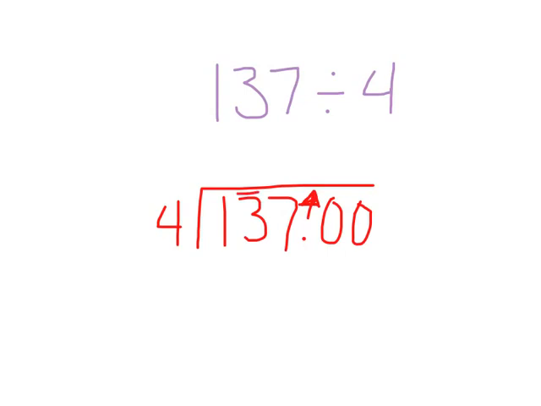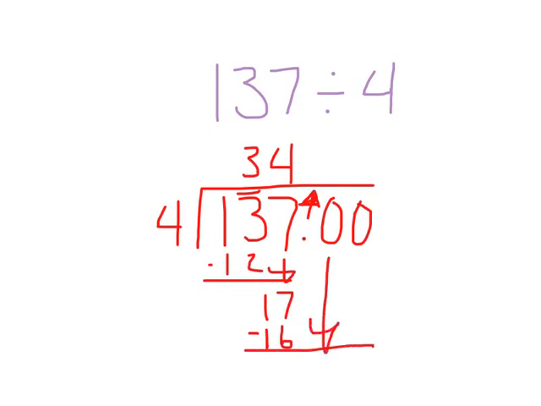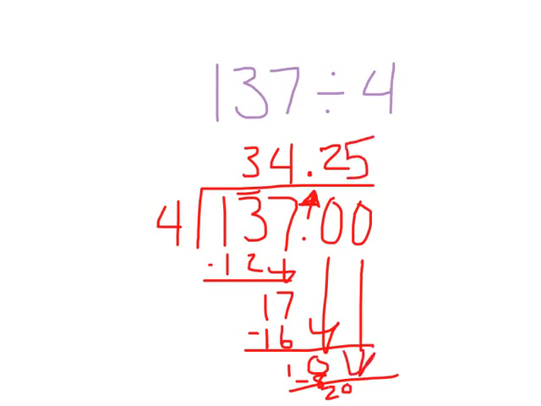4 goes into 13 3 times. That's 12. 4 goes into 17 4 times. That's 16. 4 goes into 10 twice. That's 8. And 4 goes into 20 5 times. So if I split $137 4 ways, I would get $34.25 for each person.